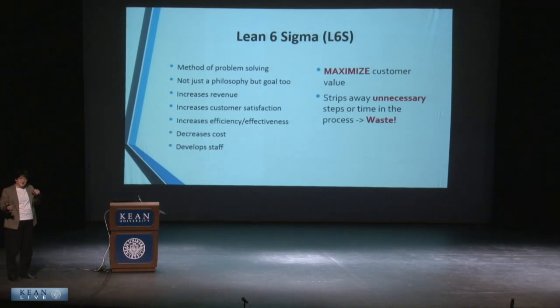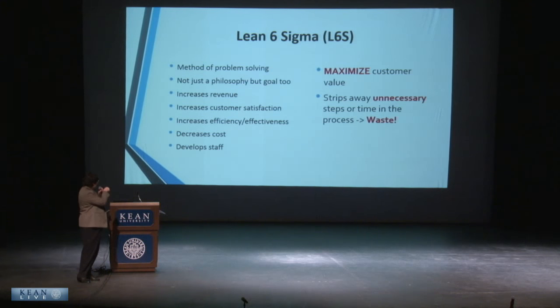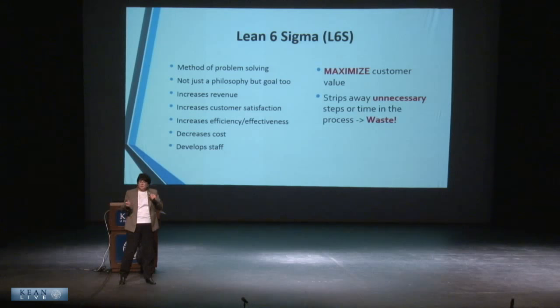Increases customer satisfaction, increases efficiency and effectiveness. Now, that's the one that most people associate with Lean Six Sigma. You become more efficient. That's just one. The way Lean Six Sigma works in implementing it correctly, you get all these others, in addition to decreasing cost and developing staff. Now, this last one, developing staff, a lot of people don't normally associate with Lean Six Sigma. Why do you think that is?